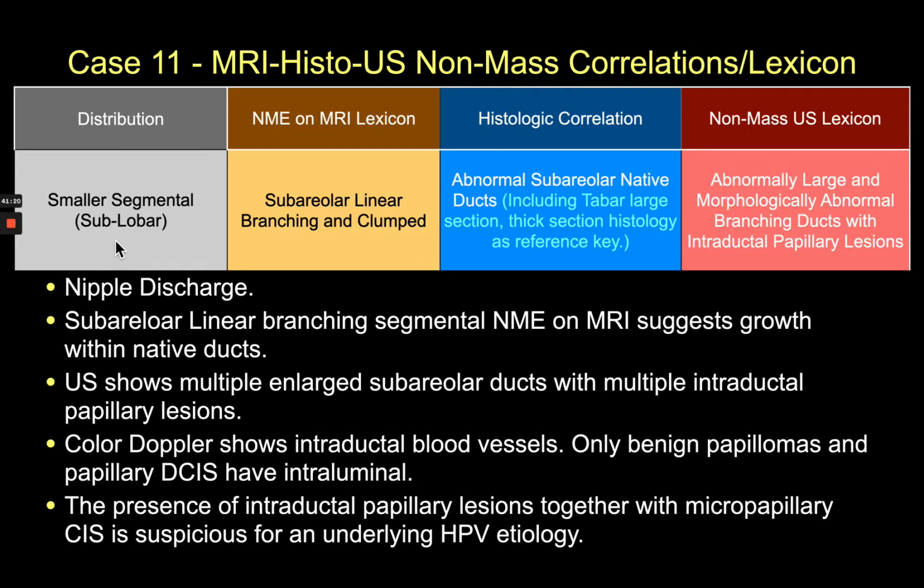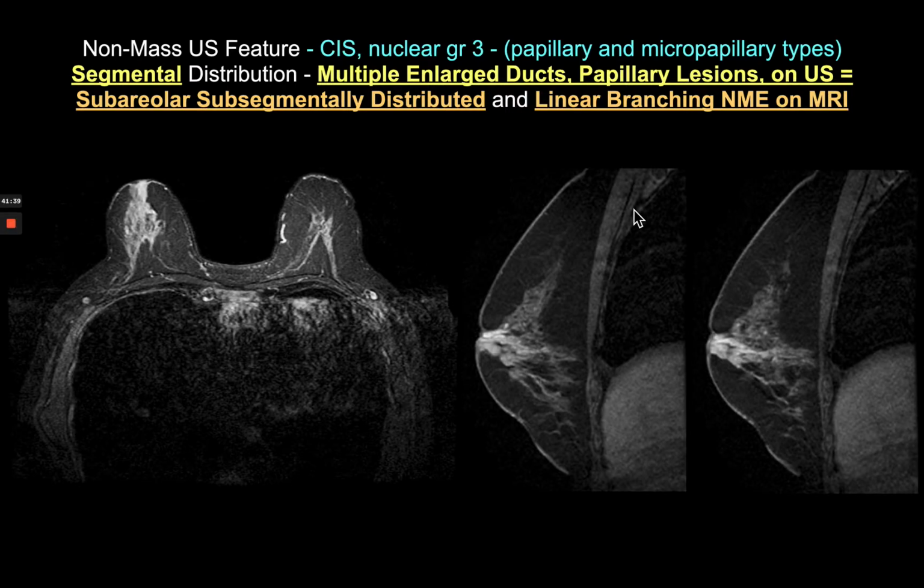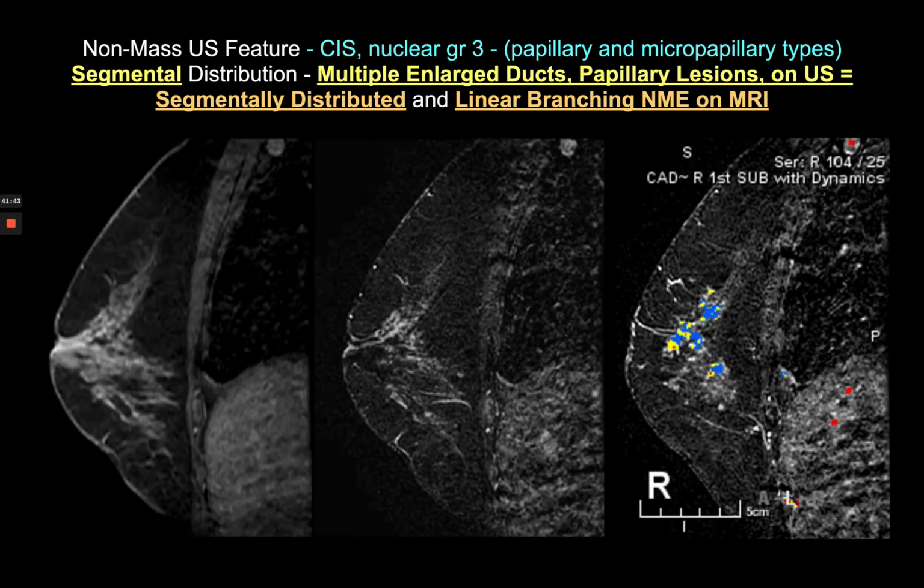This is a smaller segmental area that's abnormal on MRI. We're seeing subareolar linear and branching and clumped enhancement on MR, and we're seeing abnormally large, morphologically abnormal branching native ducts with some neoducts as well. So here's the MRI, and I can see that I have Tram Trax on the subtraction. I can see I have Tram Trax enhancement.